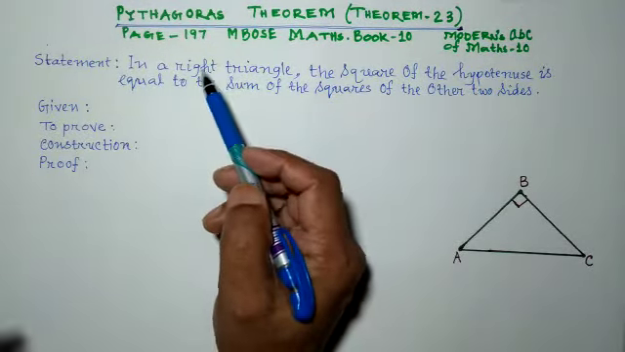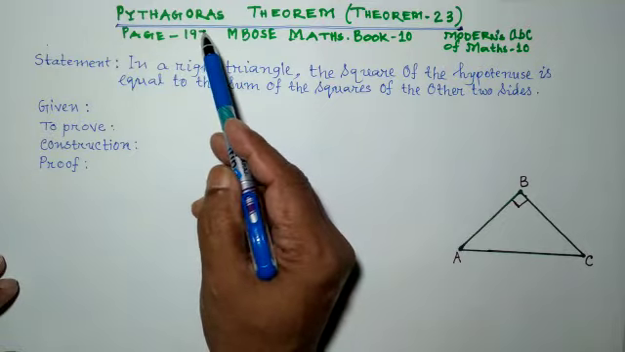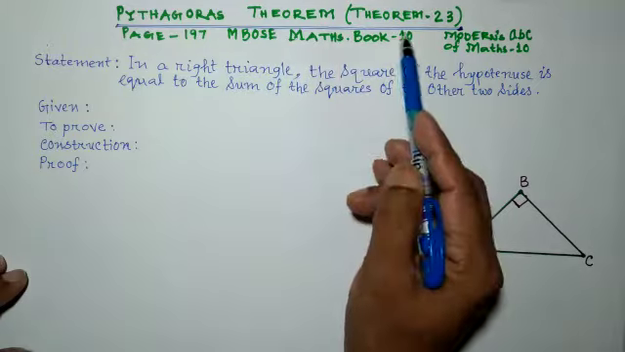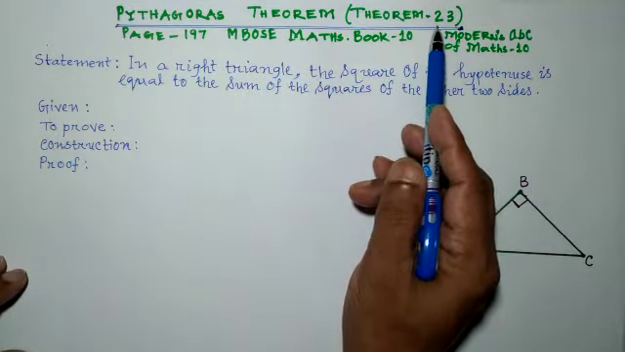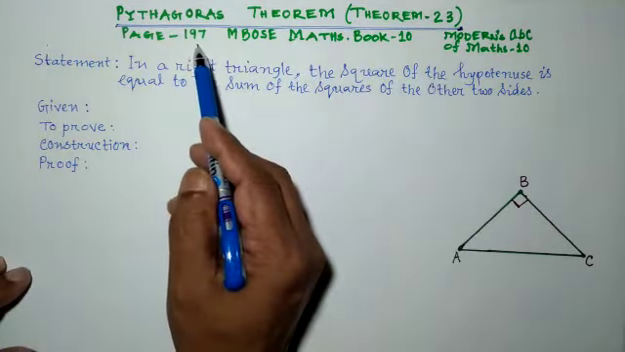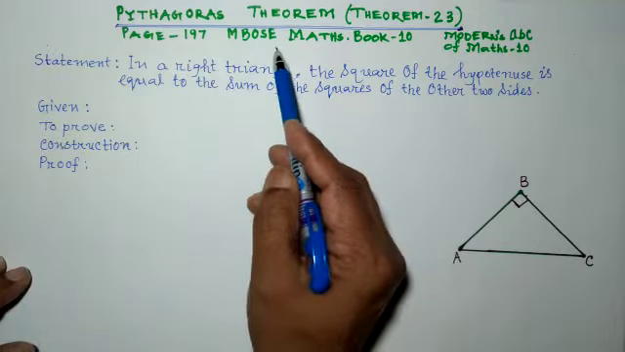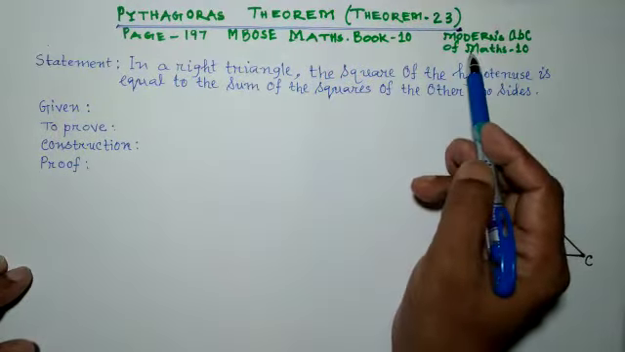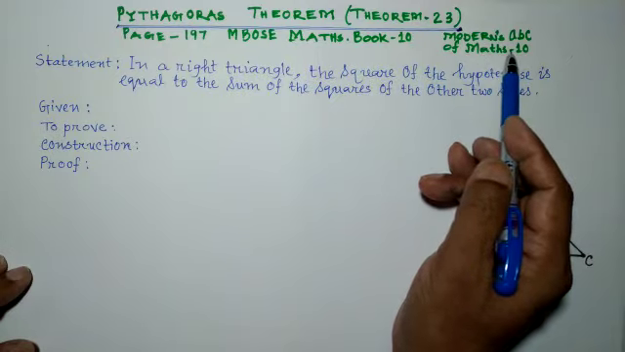Hello my dear students. Today we will learn Pythagoras theorem. Theorem 23 from your book, page 197, Embossed Maths book class 10 or Modern's ABC of Maths class 10.